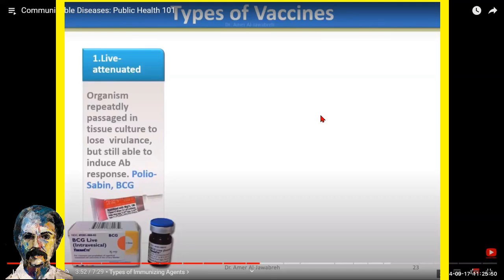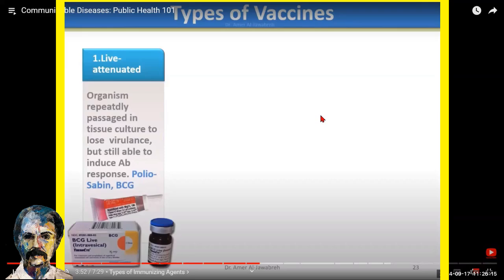But the bacteria in flask or bottle 1 is not like the one in bottle 13. In bottle 13, it's very weak. Throughout the passages from 1 to 13, it lost its virulence. It became not very aggressive, less virulent. And this is one way of making live attenuated vaccines.